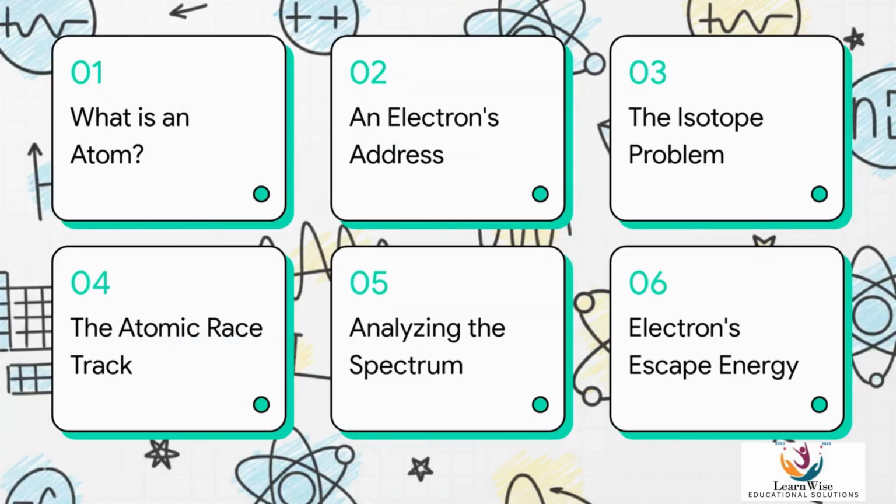So, here's our game plan. First, we're going to nail down what a modern atom actually looks like and figure out the secret address of its electrons. Then, we'll hit our first complication, these atomic imposters called isotopes. To sort them out, we'll use a high-tech racetrack, analyze the results, and then use one final, crucial clue, what I like to call the electron's escape energy, to definitively crack this case.